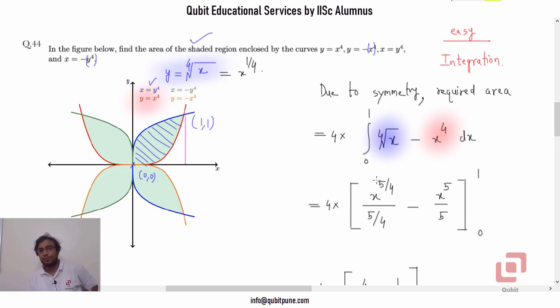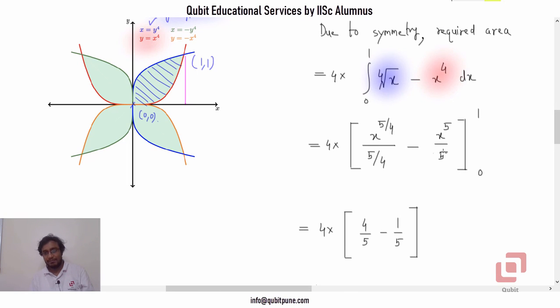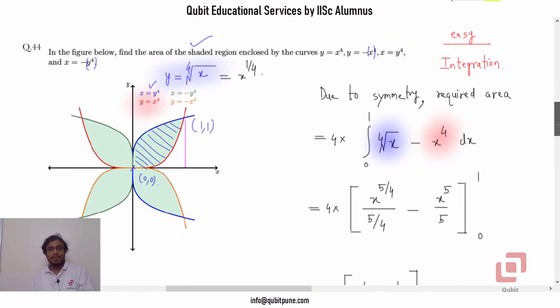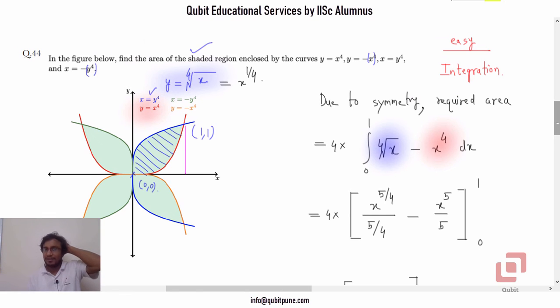Now integrate x raised to 1 upon 4, x raised to 5 by 4 upon 5 by 4, integrate x raised to 4, which will be x raised to 5 upon 5. Okay, then it will be 4 by 5 here and 1 by 5 there. For 0, it will be 0. So 4 minus 1, 3, 3 by 5 into 4, that is 12 by 5 square units. Yeah, okay, so whichever option reads 12 by 5, you will mark that option.